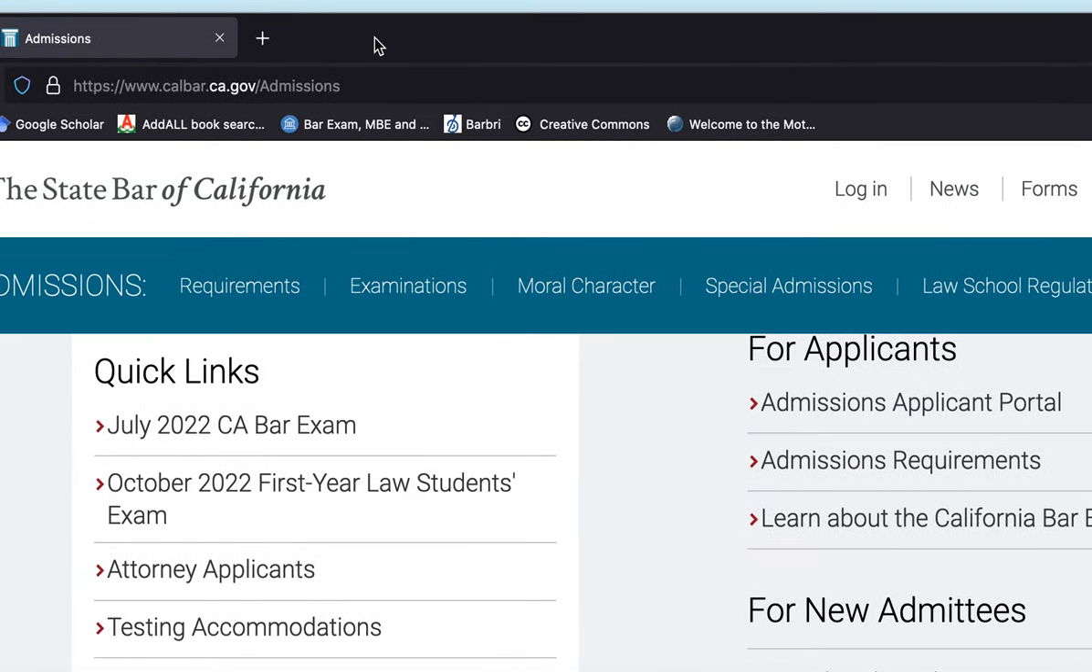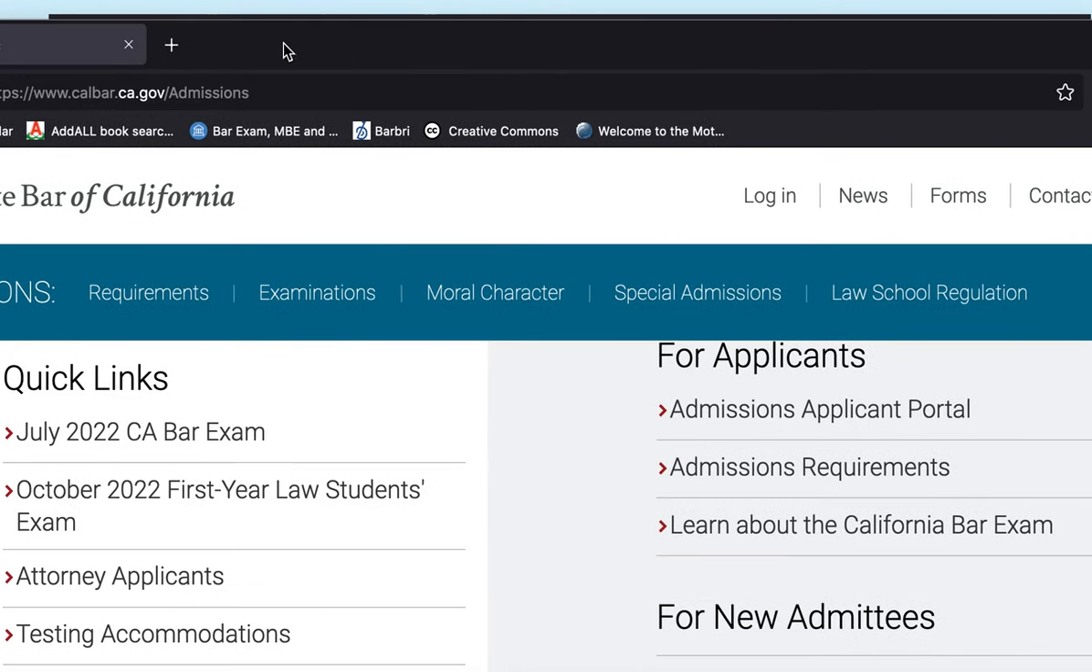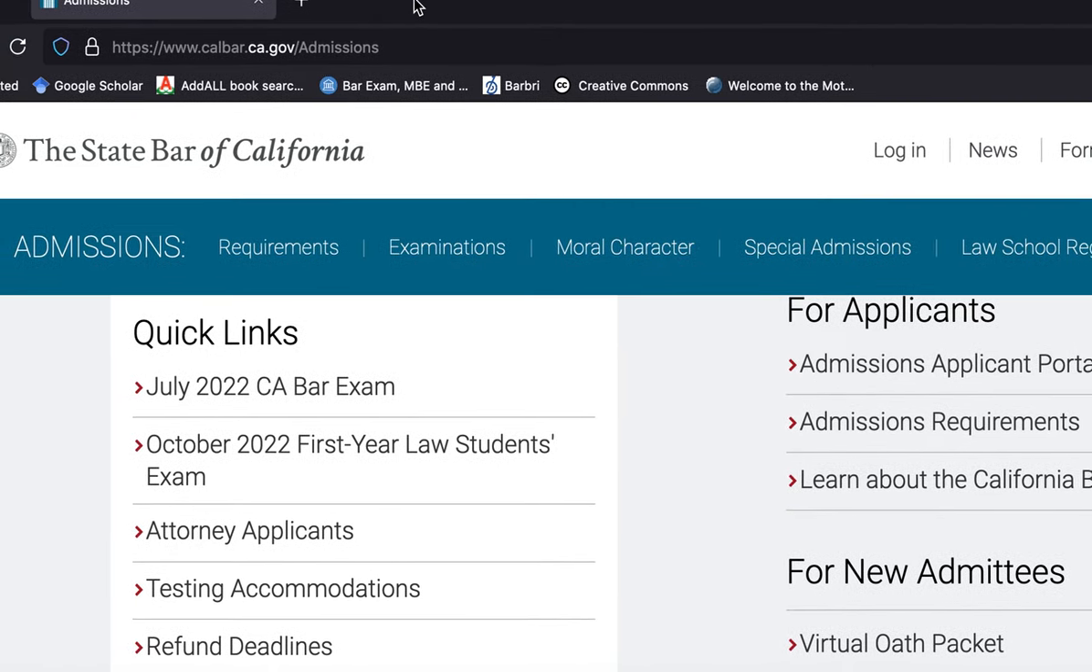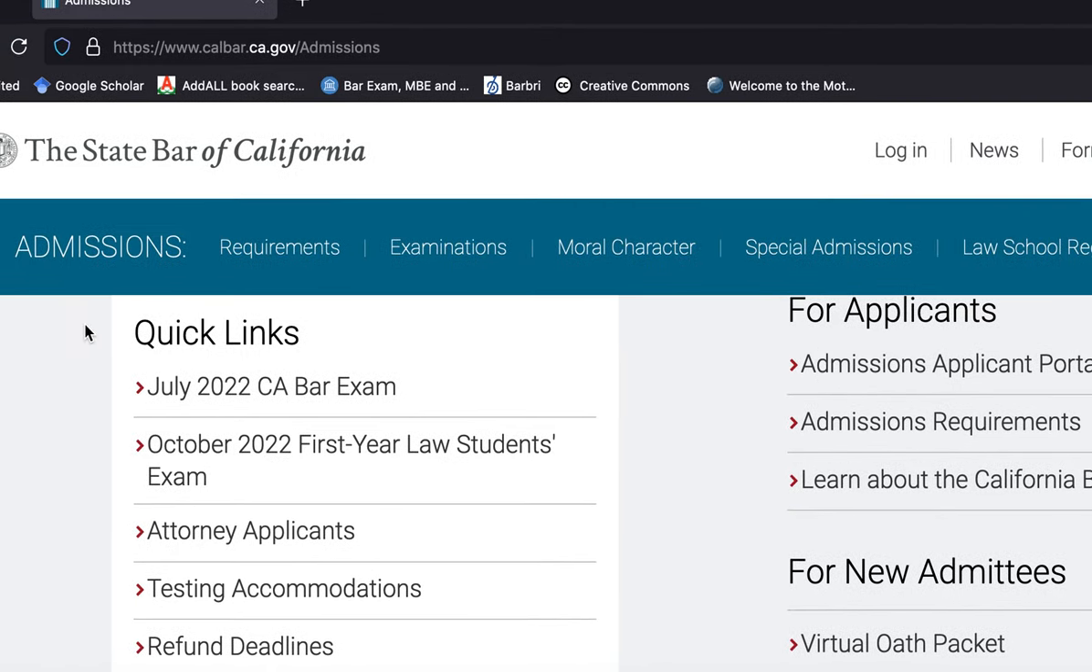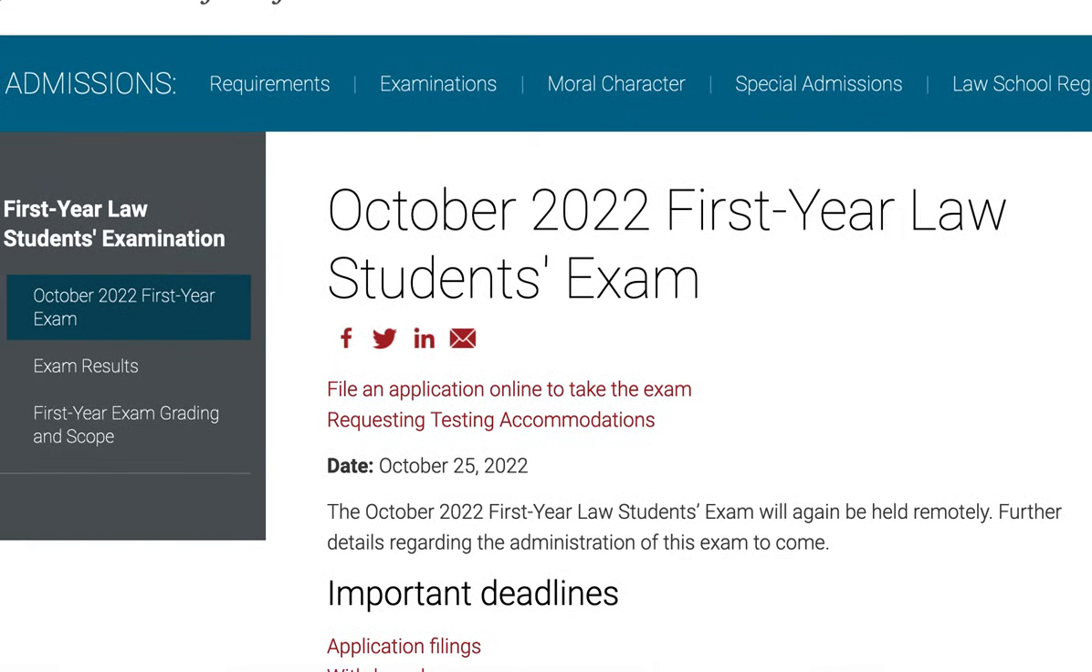But I will tell you that there were some things they didn't cover in law school that were on the bar exam. Some of the bar review courses actually have that. So what we want to do is look at past exams.